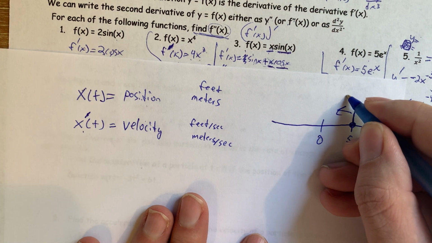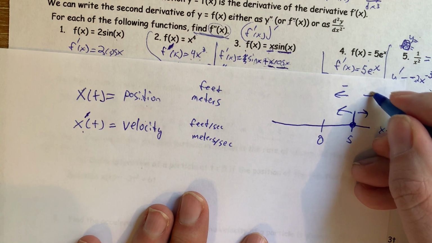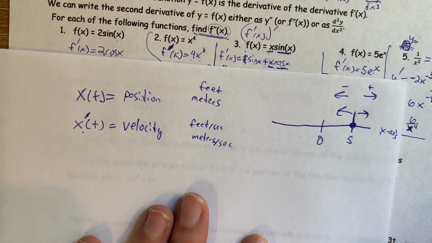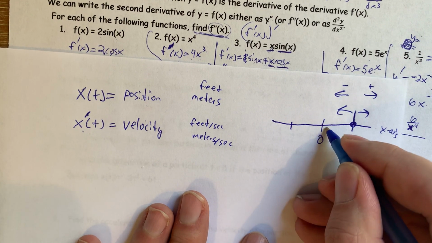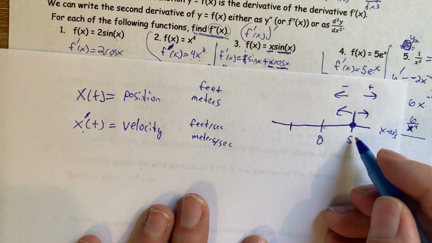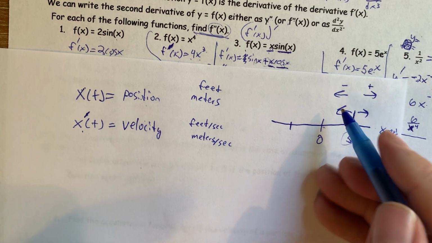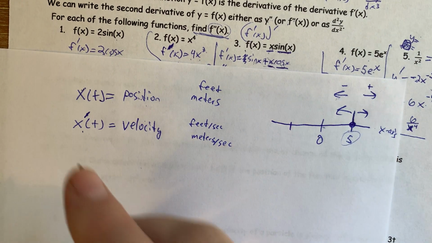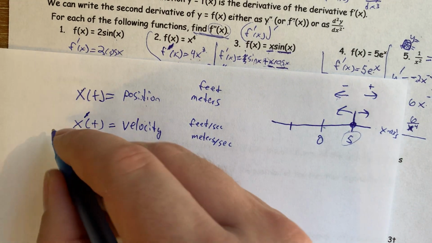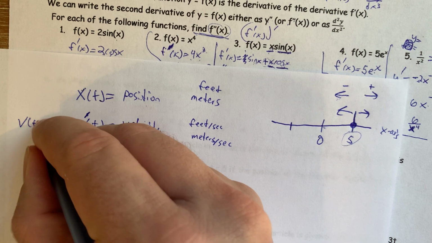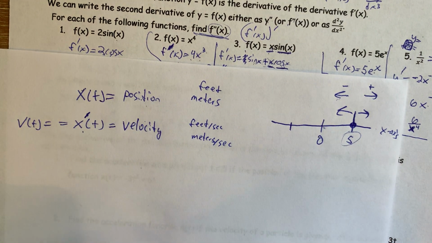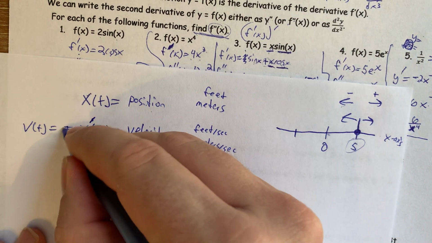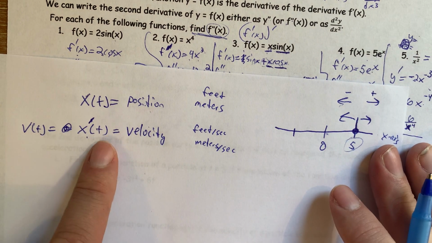A negative velocity means you're moving to the left. A positive velocity means you're moving to the right. Just like a negative position would mean you're to the left of 0, and a positive position means you're to the right of 0. A negative velocity is about which direction you're going. And lastly, we write this as v of t. The velocity is how are you moving?